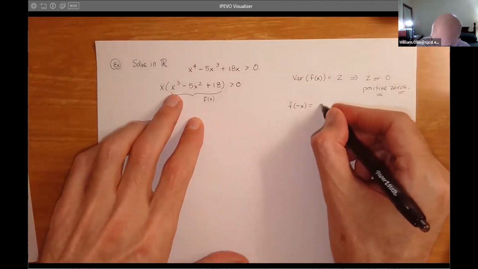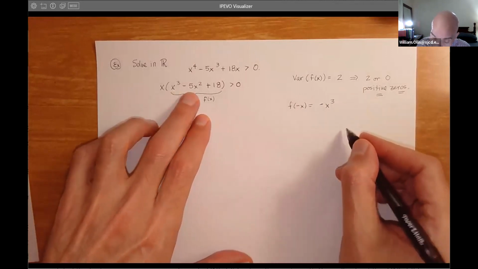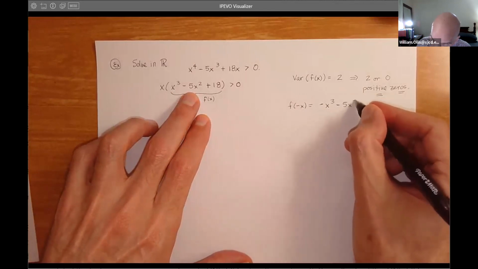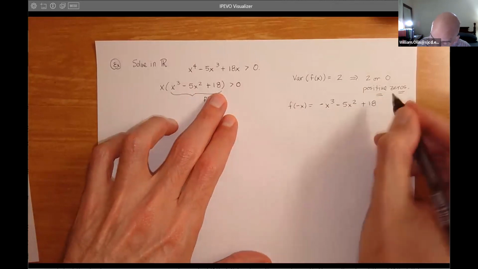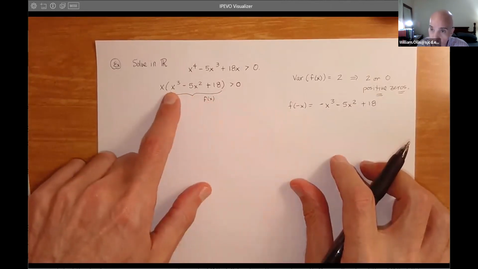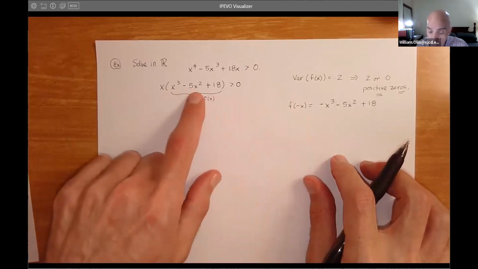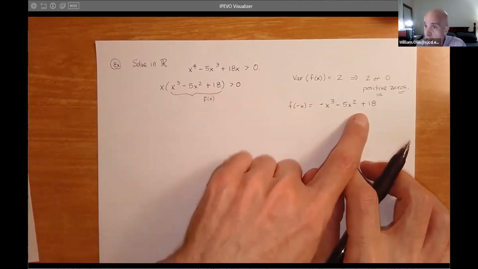So this is going to be negative x cubed. Of course, the cube will survive the negative. Of course, here in the squared term, that's not going to change because of the square. And then, of course, plus the 18. So again, remember when we replace x with its negative, the cube will render the negative surviving. The square absorbs it, so this negative survives. And then, of course, the 18 doesn't change.